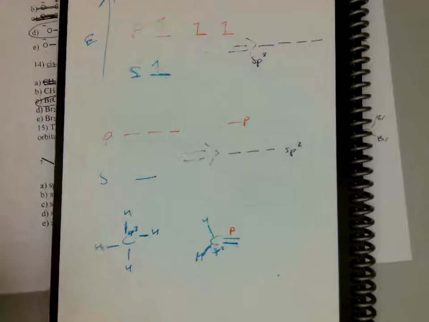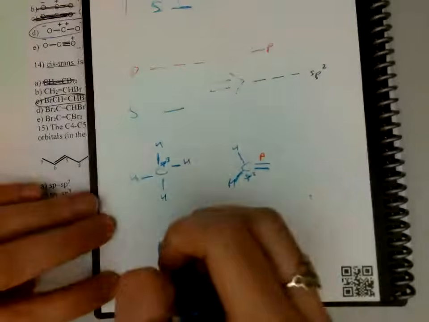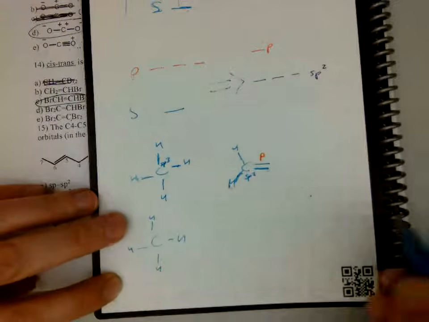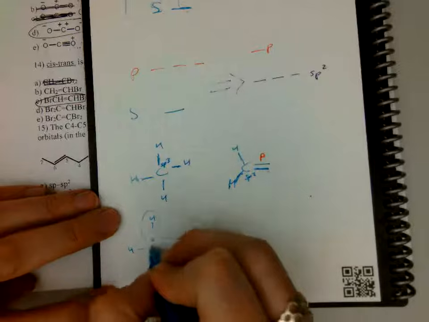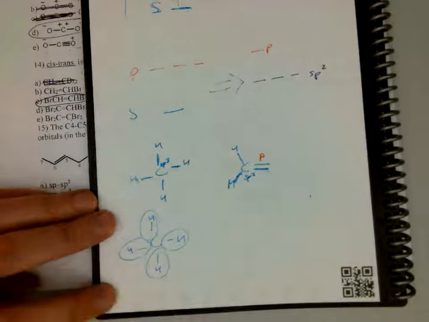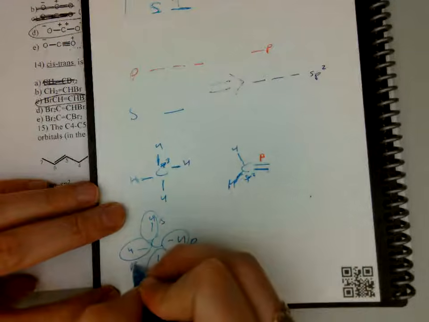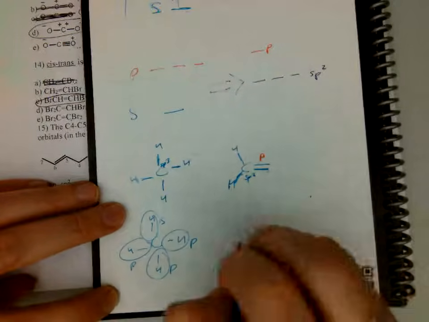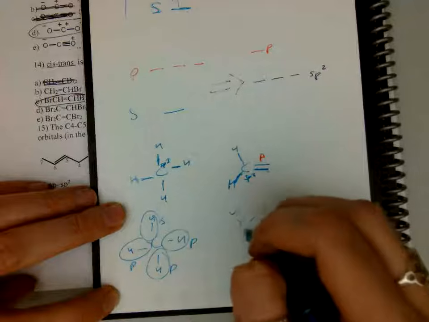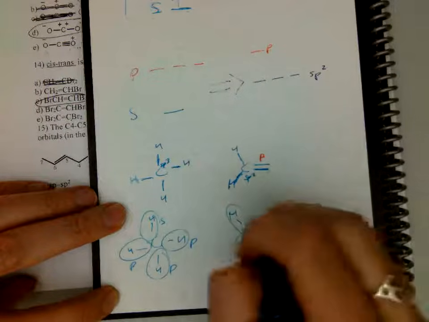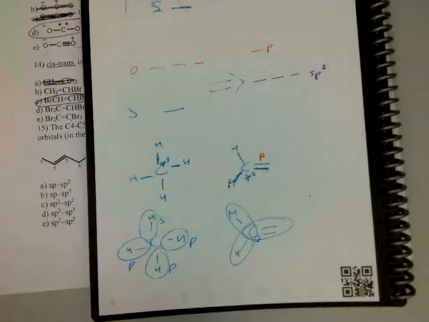That's kind of complicated. If you want a faster way, what I do is count up how many things there are, and that's how many orbitals we need. So if we have 1, 2, 3, 4 things bonded, then we need an s, p1, p2, p3, sp3. If there's 3 things bonded, you need an s, p1, p2, sp2.